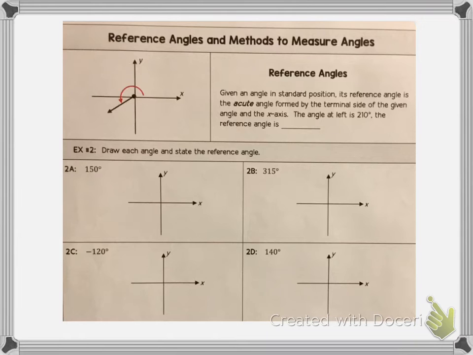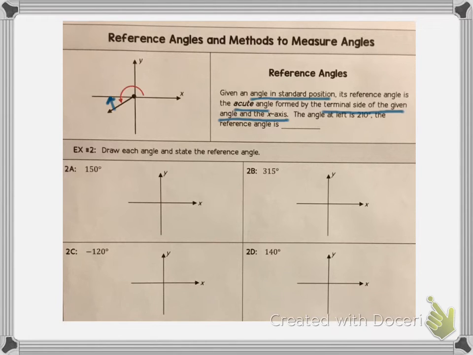All right, let's talk about reference angles and methods to measure angles. Given an angle in standard position, its reference angle is the acute angle, and remember that an acute angle is less than 90 degrees, formed by the terminal side of the given angle and the x-axis. The angle at left is 210 degrees. The reference angle is the angle the terminal side makes with the x-axis. So it's this little blue distance here.